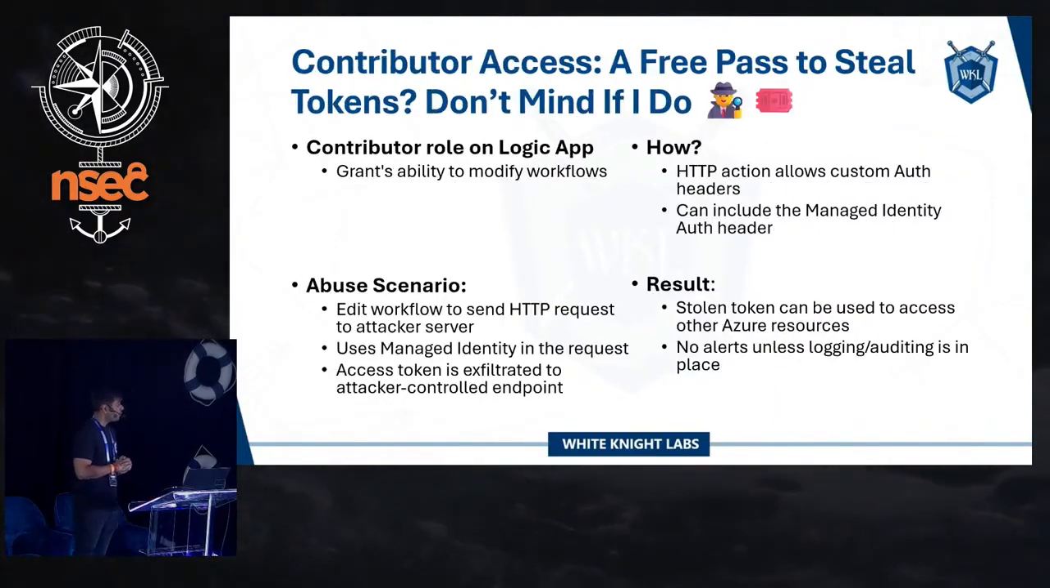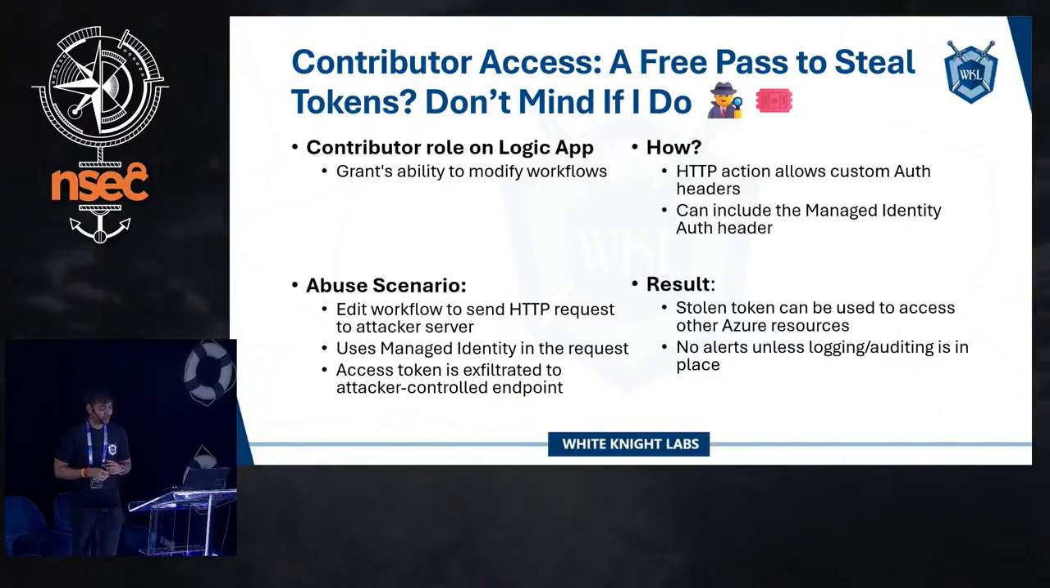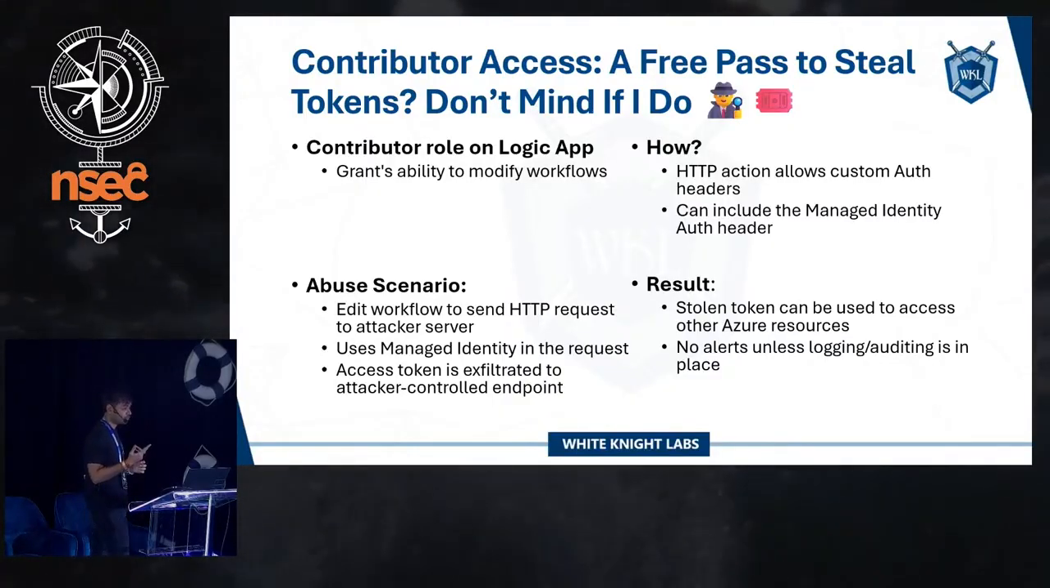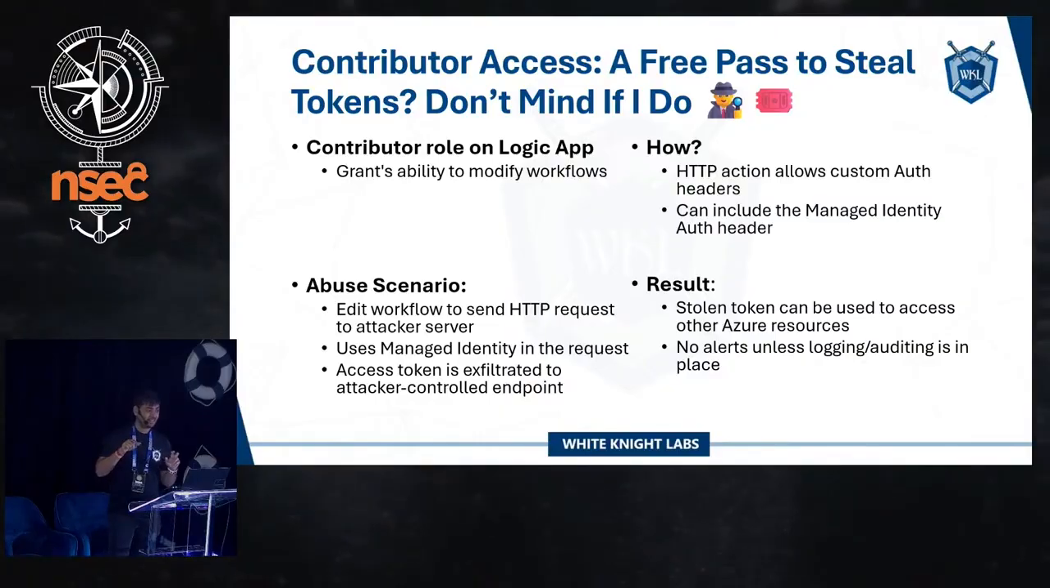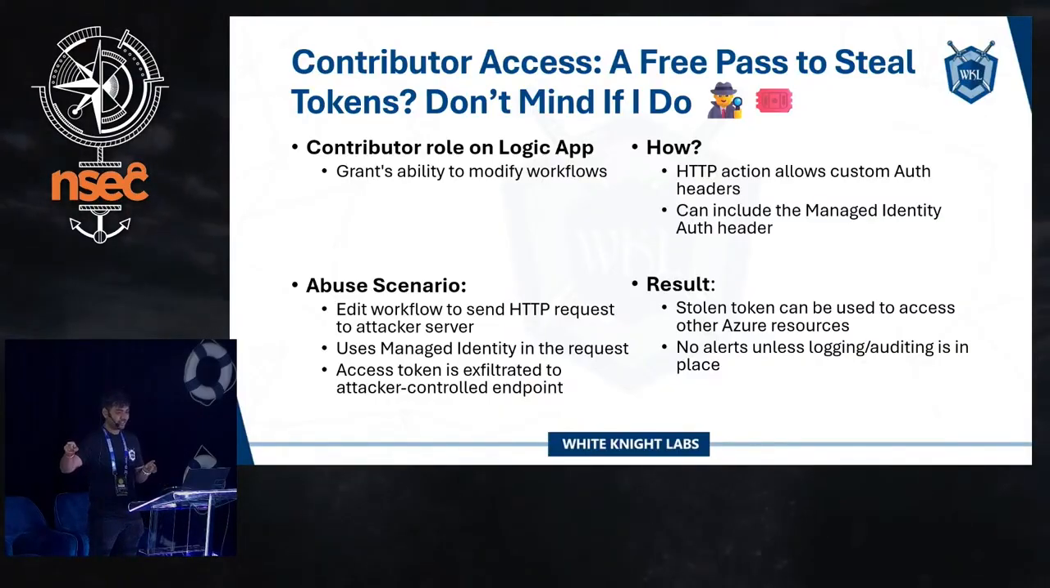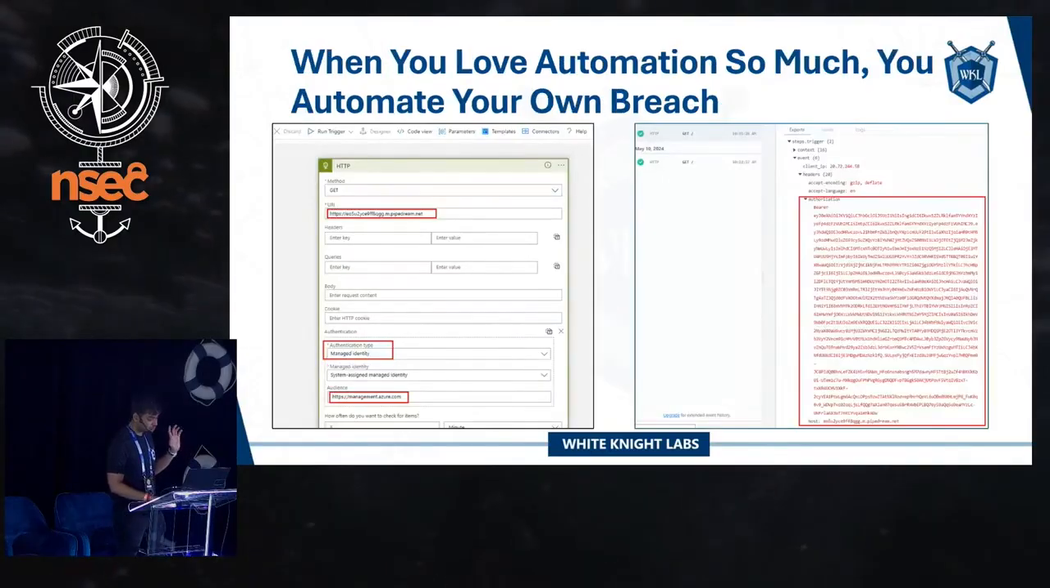So if you have contributor access, you have a free pass to steal those tokens. What you can do is start up a new workflow and execute some HTTP calls. Within the authentication of the HTTP, you can mention that this HTTP call should go with the managed identity of a certain resource, maybe management.azure.com or graph.microsoft.com, and you have a free pass to steal those tokens.